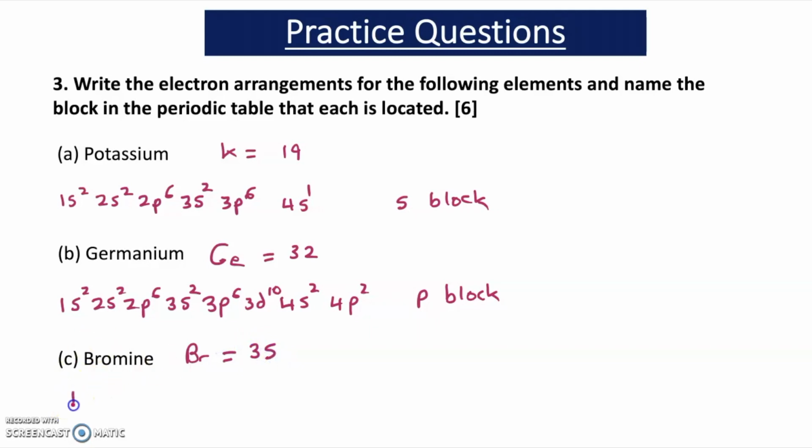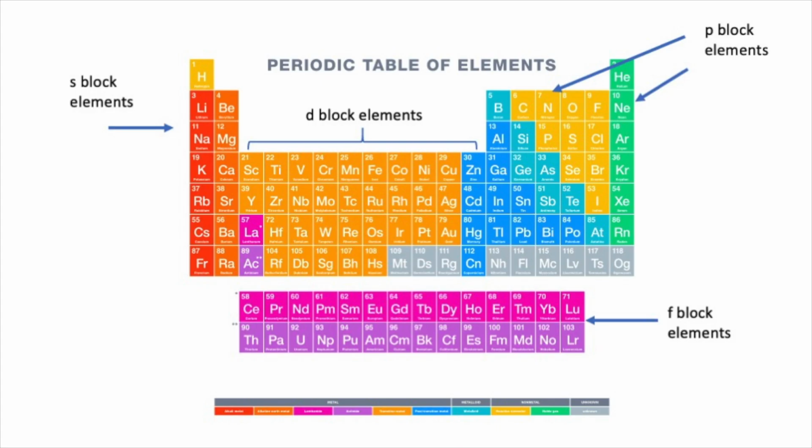So bromine is atomic number 35, so it's 1s2, 2s2, 2p6, 3s2, 3p6. Now the 4s fills before the 3d because it's slightly lower in energy, so it becomes 4s2. Then I fill the 3d orbitals, so it's 3d10. There's 5 electrons left, so they go into p orbitals, so it ends in 4p5. Now because the last electron is going into a p orbital, it's a p block element, so there's 1 mark here for each correct electron configuration and 1 mark for the correct block.